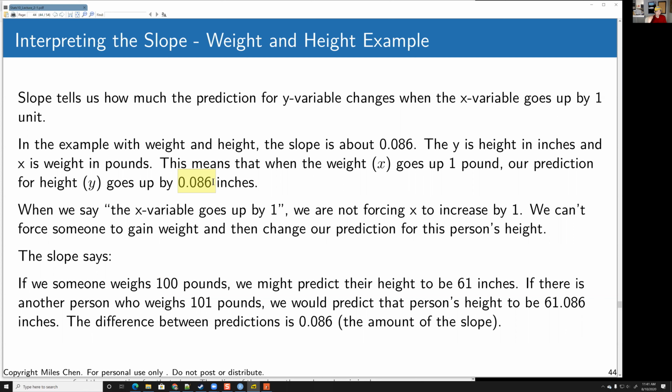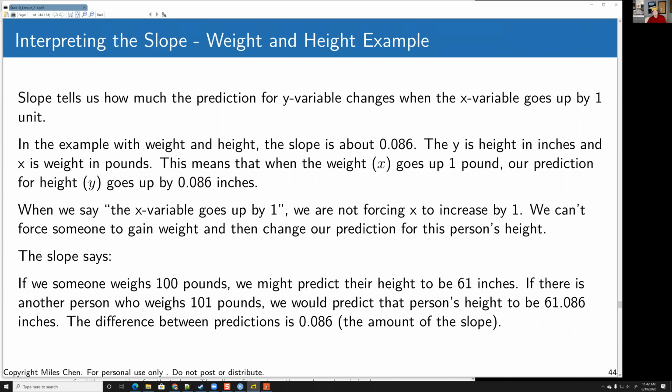We're not saying we can force an increase of x onto this person. We can't say we're going to make them eat more, they're going to gain weight, and when they gain weight, they're going to get taller. That's not what we're saying. That doesn't make sense. We're just saying if we're comparing two people with a difference of 1 unit between them, our prediction for their height, their y variable, is going to be different by whatever size the slope is.